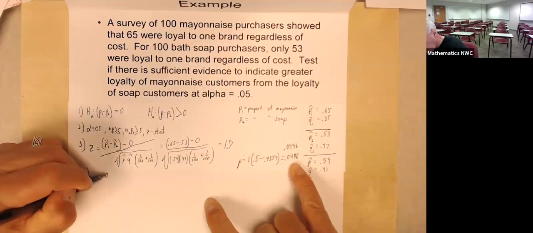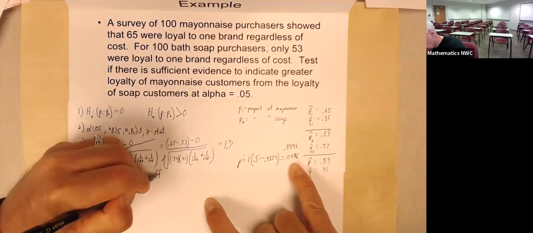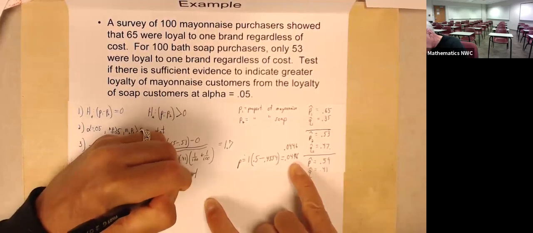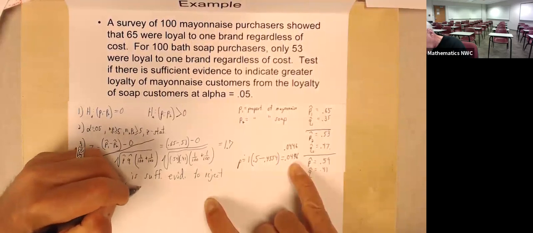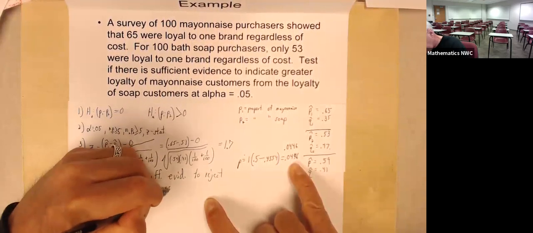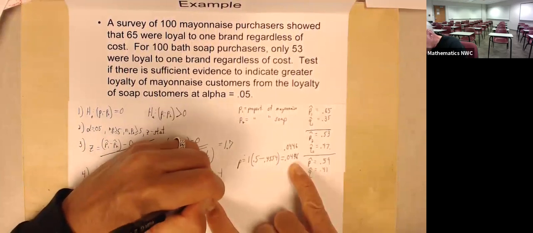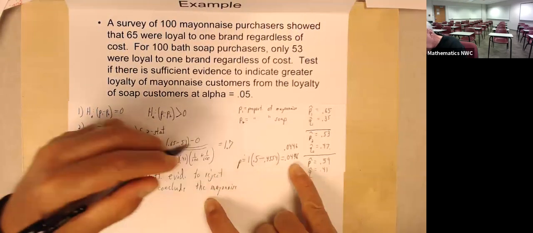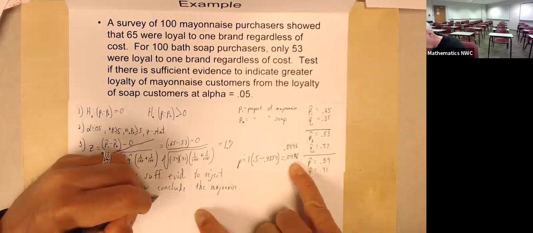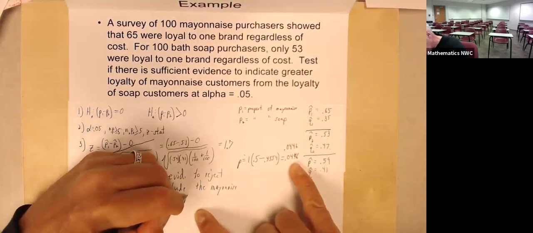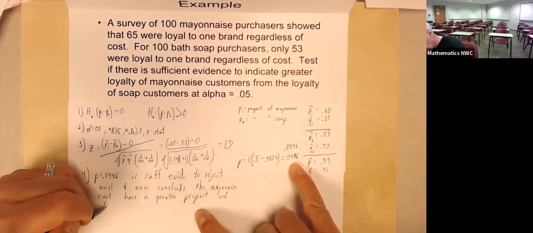P equal to 0.0446 is sufficient evidence to reject the null, and now conclude the mayonnaise customers have a greater proportion of loyalty.